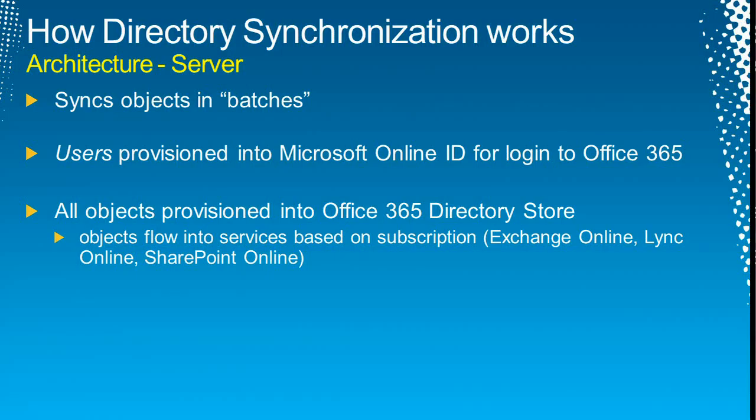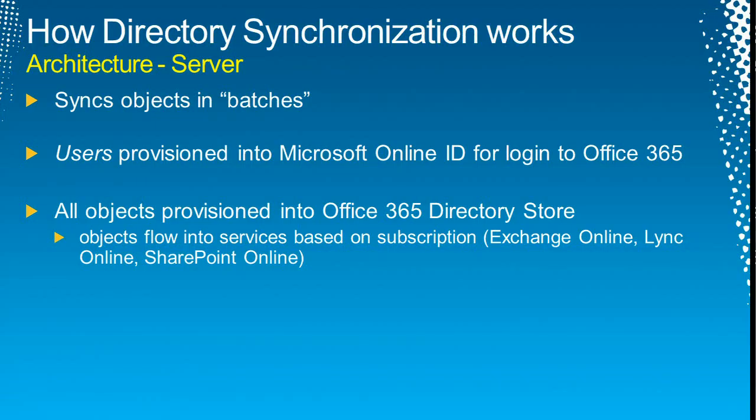On the server side of the diagram, so what we said was the Office 365 data center, what we do is we synchronize objects in batches. These are effectively, we've chunked out the amount of information that has to be sent up and passed it up this way. Users are provisioned into the Microsoft Online ID service so they can log in. And ultimately, all objects are provisioned into that Office 365 directory. And again, depending on what you've signed up for and what services you've lit up, the information will flow into any subset of those services.